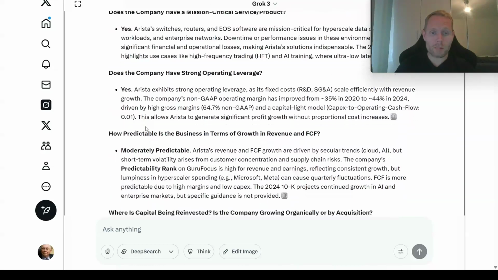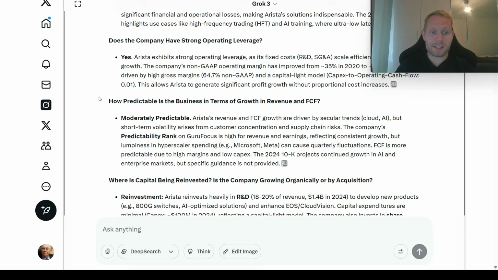So it's good to know you're investing in a company that has very mission-critical services or products. They have strong operating leverage, and Grok thinks that Arista is moderately predictable in terms of growth in revenue and free cash flow. And the predictability rank on GuruFocus is high, so it's good that Grok is checking GuruFocus, and it's reflecting consistent growth, but lumpiness in hyperscaler spending. Microsoft and Meta can cause quarterly fluctuation. Okay, that's good to know.